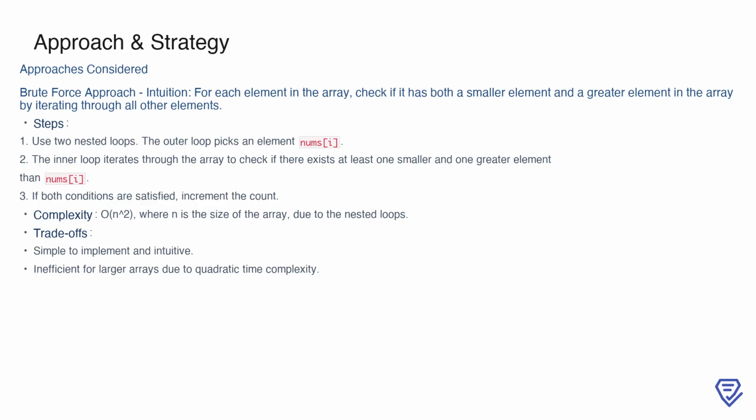While this approach is straightforward and easy to understand, it has a significant drawback. It involves iterating through the array multiple times, resulting in a time complexity of n squared. This makes it highly inefficient for larger arrays, even though the implementation is simple and intuitive. For bigger datasets, this inefficiency can become a major concern, so we need to explore alternatives.